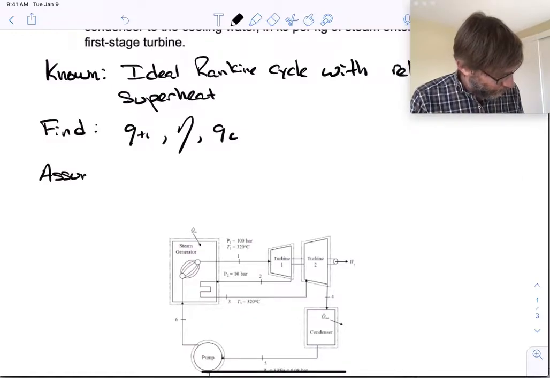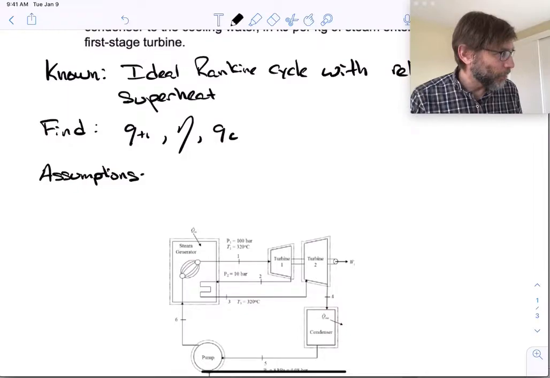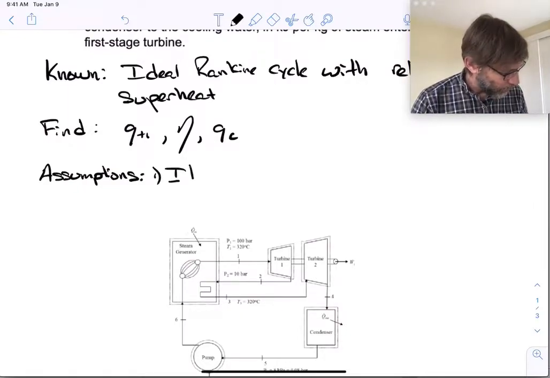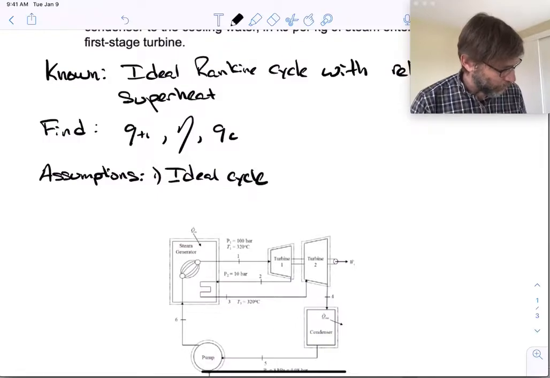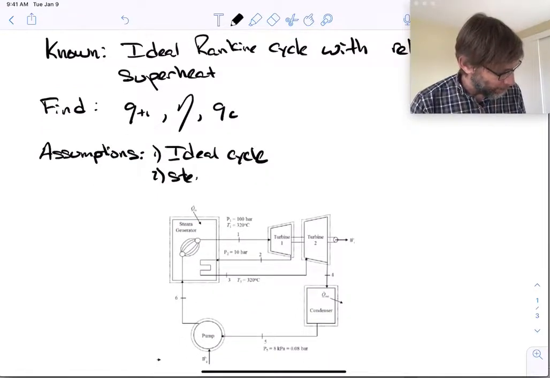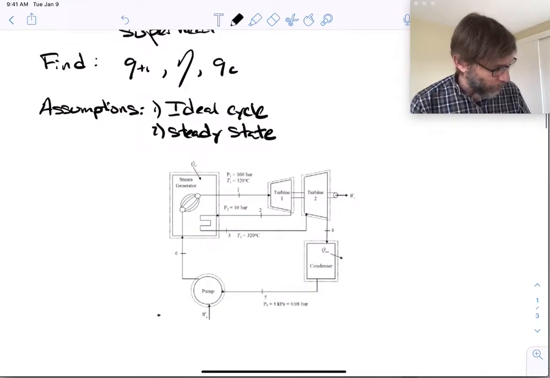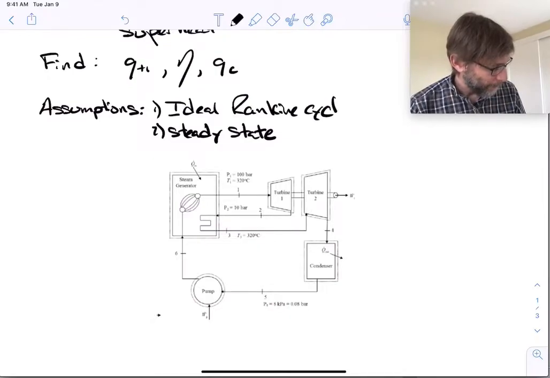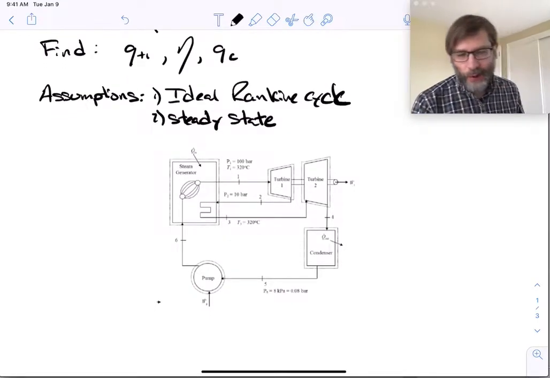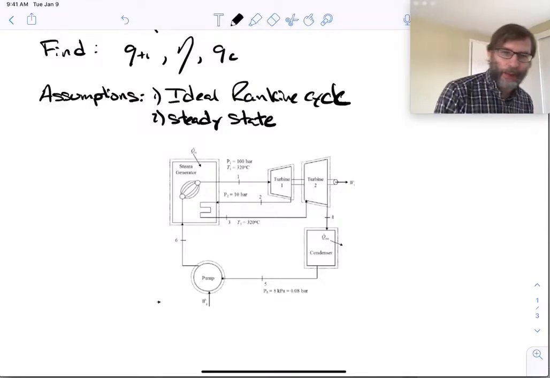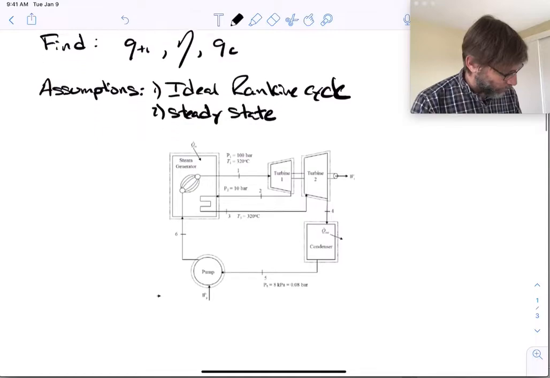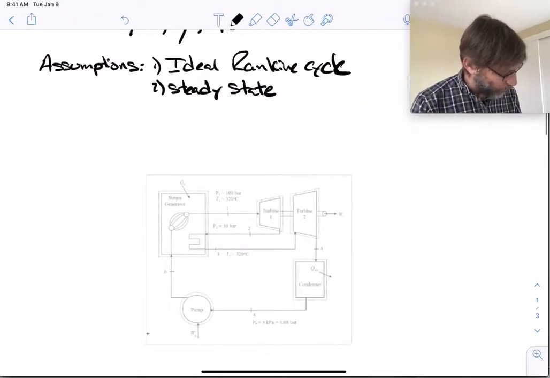Assumptions. One: we're going to assume that it's an ideal cycle, steady state, a steady cycle. So we have all that stuff that goes with the ideal cycle. I'm just going to say ideal Rankine cycle, rather than write all the assumptions: isentropic turbine, isentropic pump, reversible this, and so on. We know what an ideal Rankine cycle is, and you guys should know what it is, so that's fine.